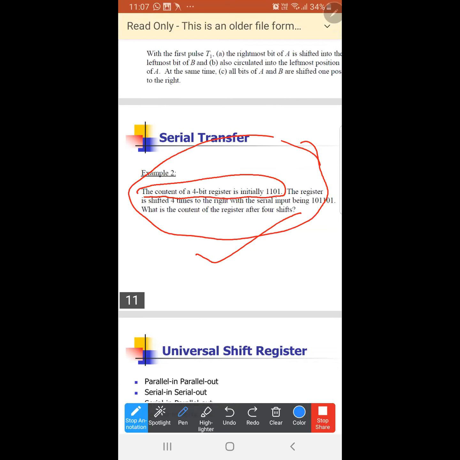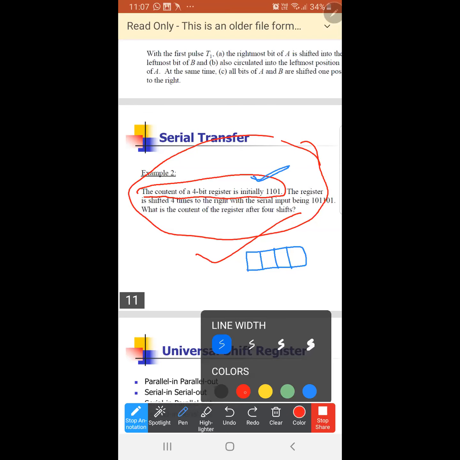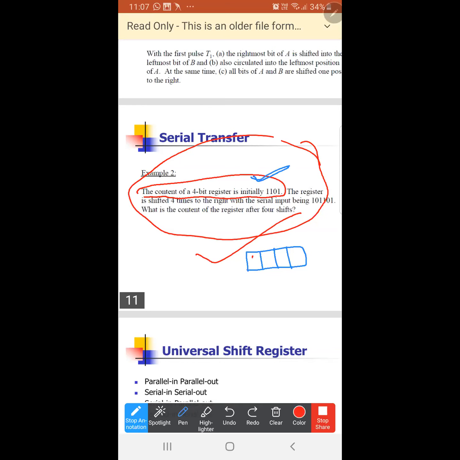A 4-bit register, so 4 blocks, has 1101 initially. So what do you mean by this? Is it empty? No, it's the start. It has 1101. That means the initial value is 1101. So we cannot say that initially it is clear. No, it is not clear. It has some data.